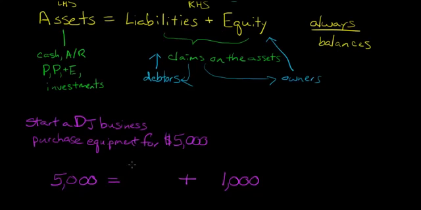But how else was this purchase of the equipment financed? Let's say that you borrowed the remaining $4,000 from a bank. So now we can represent this. We've got assets here on our left-hand side, and then we've got claims against those assets on our right-hand side. We've got $4,000 in liabilities here, and then we've got $1,000 in equity.